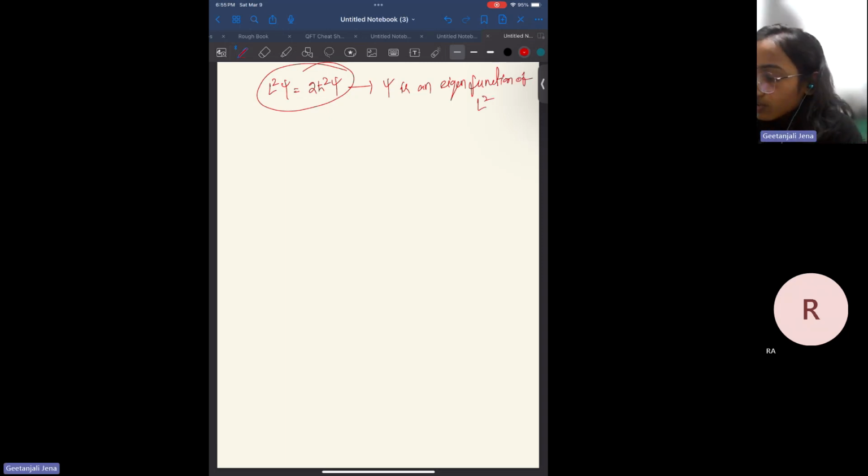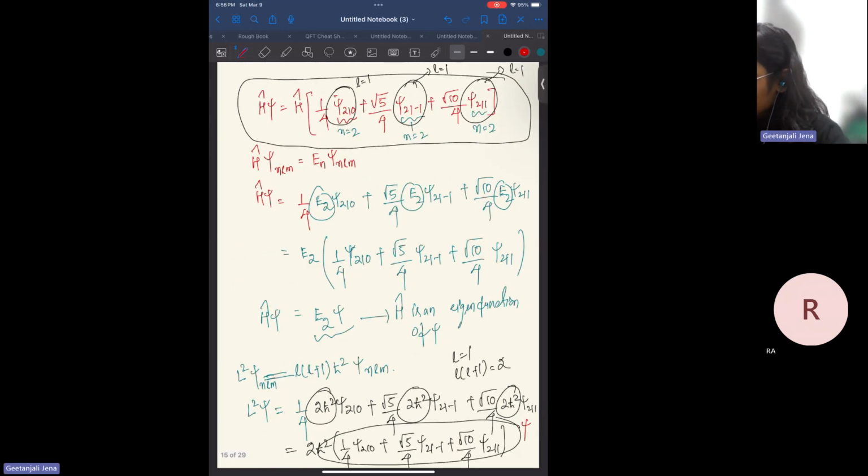Similarly, for Lz, you can also solve. You know that Lz, when it acts on psi NLM, gives mħ times psi NLM. So what you have to do is see what the value of m is in each term, and according to that, we have to solve it. So let me solve this one. Then I will tell you one of the shortest ways to find out this kind of problem.